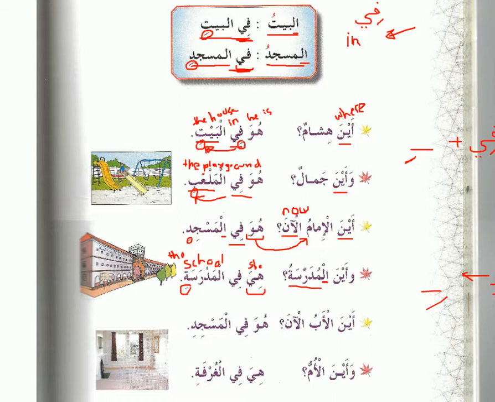Aina al-abu al-an. Aina, so we have three words here. Aina al-abu al-an. Good, so just put these words together. Aina al-abu al-an. Good, Aina is where?